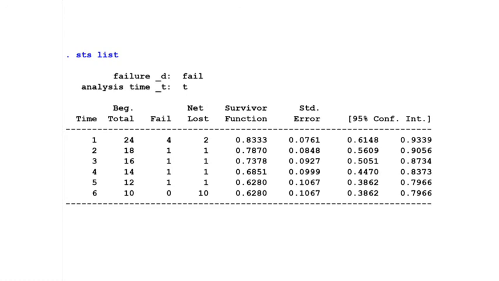So this is telling us that at time 1, the proportion surviving was 0.83 based on 24 entering the interval, 4 failing during the interval, and 2 being lost to follow-up at the end of the interval. And so on. At each time point, it is estimating a proportion surviving. So we can literally take the numbers from this column, from the survivor function column, and we can plot those to create our Kaplan-Meier function.